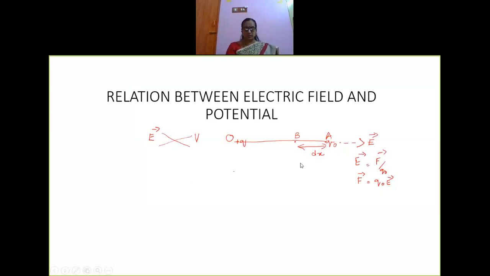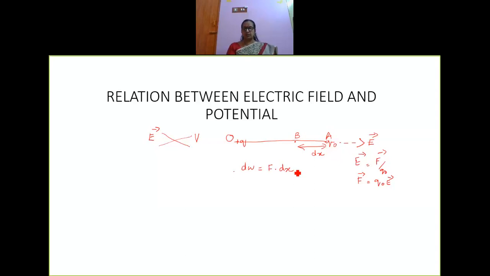So when I do the work in the direction opposite to the direction of electric force, yes or no? So what is the work done formula, children? A small work is done because the distance moved is very small. So dW is equal to, what is the work formula, children? Work formula is F dot dr. Work done is force into distance.